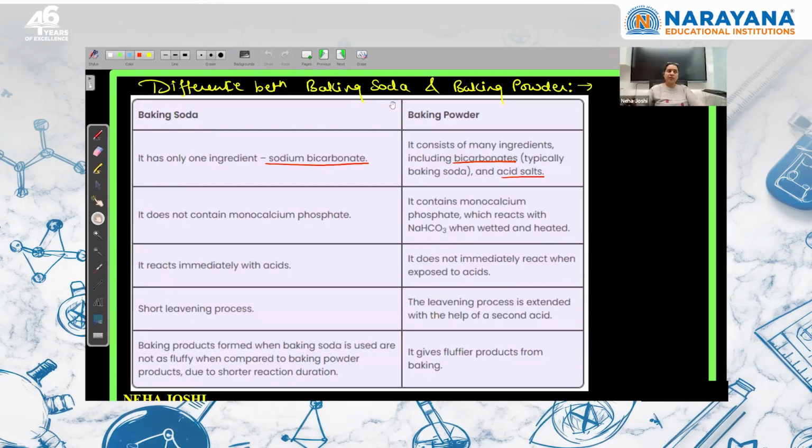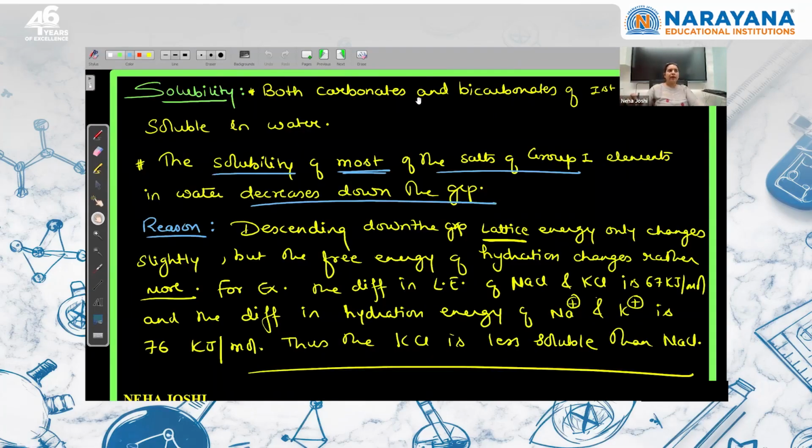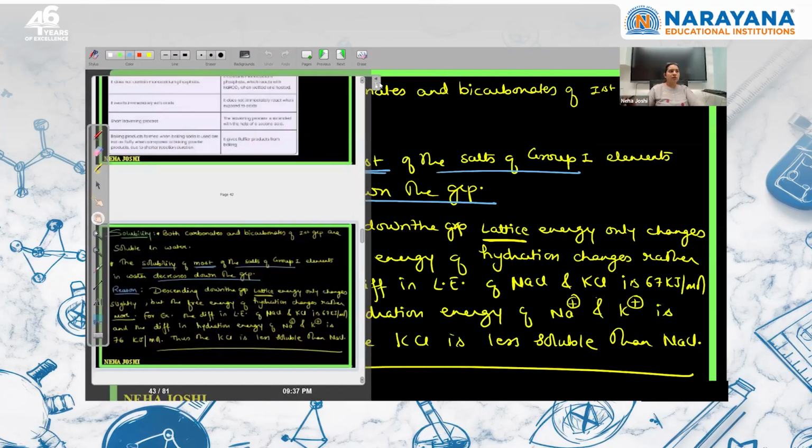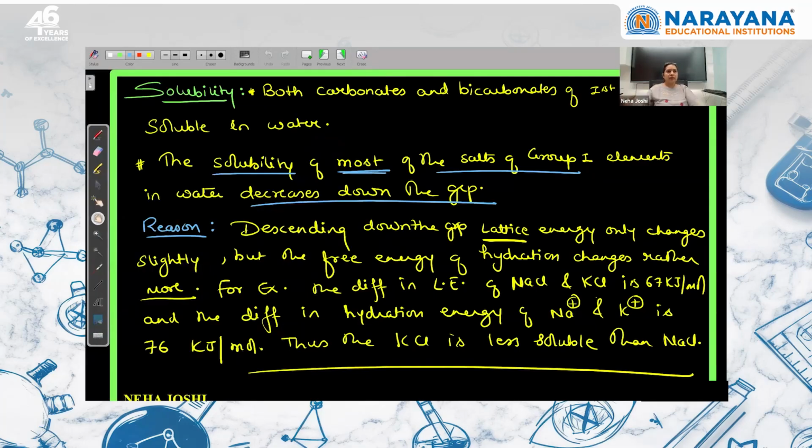Okay, solubility, both carbonates and bicarbonates of first group are soluble in water.